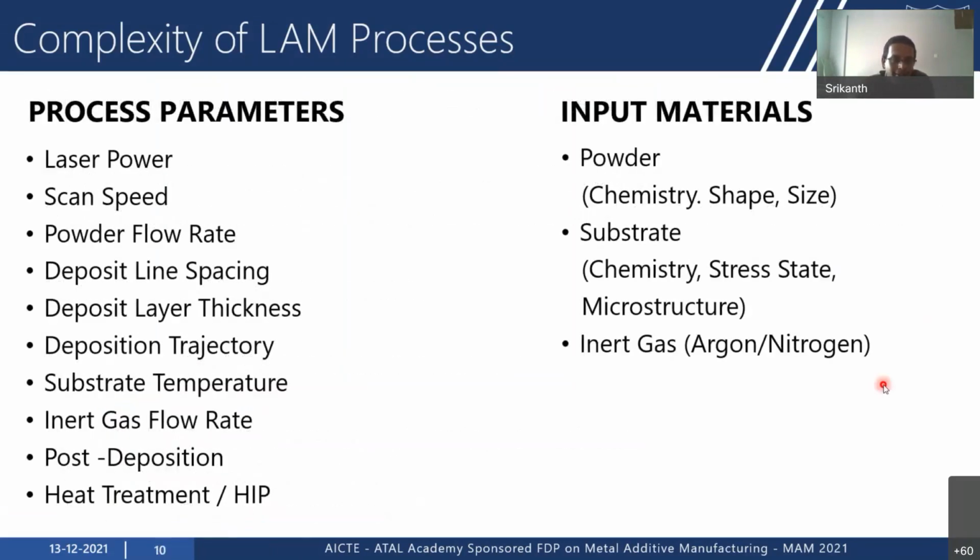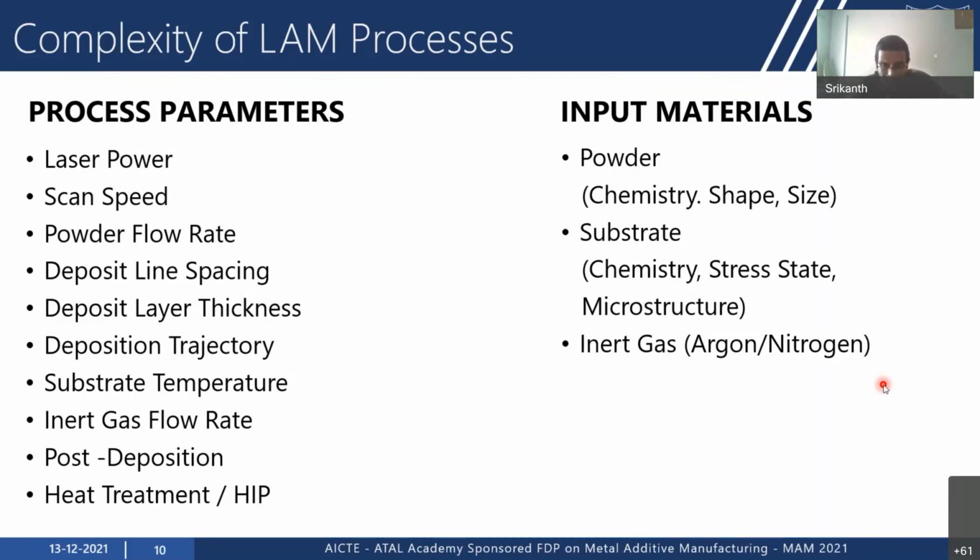Then, as I said, the process parameters, I have only listed some of them here. The process parameters come from the laser, from the powder particles, the substrate, and so on. If you look at some of the process parameters, you have power, scan speed. If it is DED, the powder flow rate, because powder is being fed. Then what is the hatch spacing, the layer thickness, the scan path, what's the temperature of the substrate, are we preheating or not, what is the inert gas flow rate.